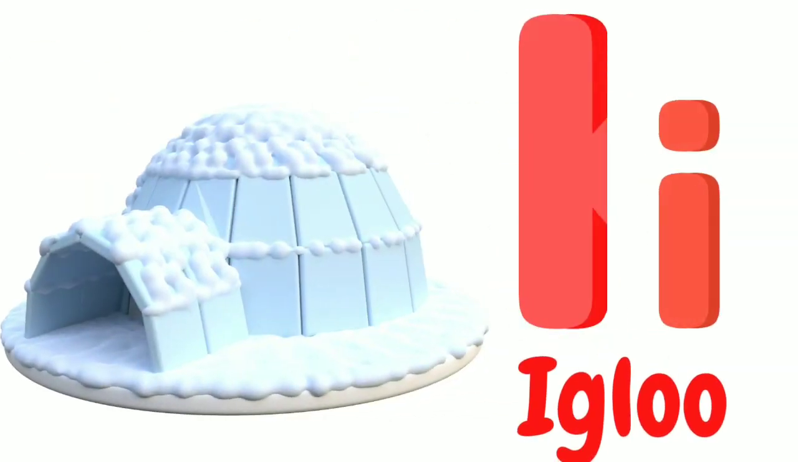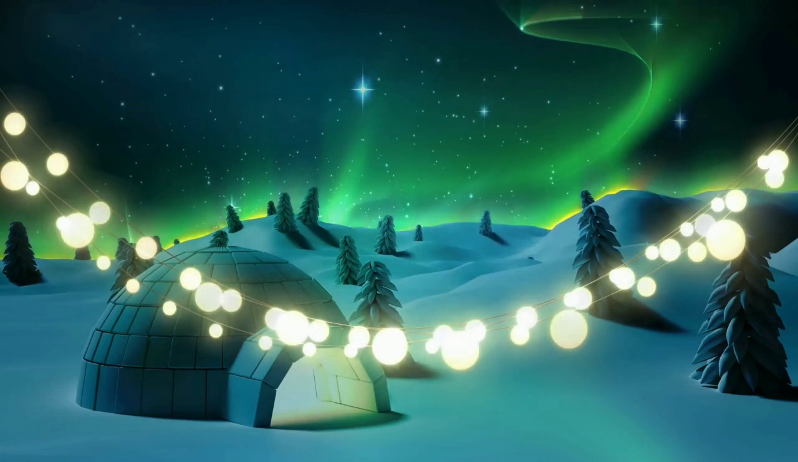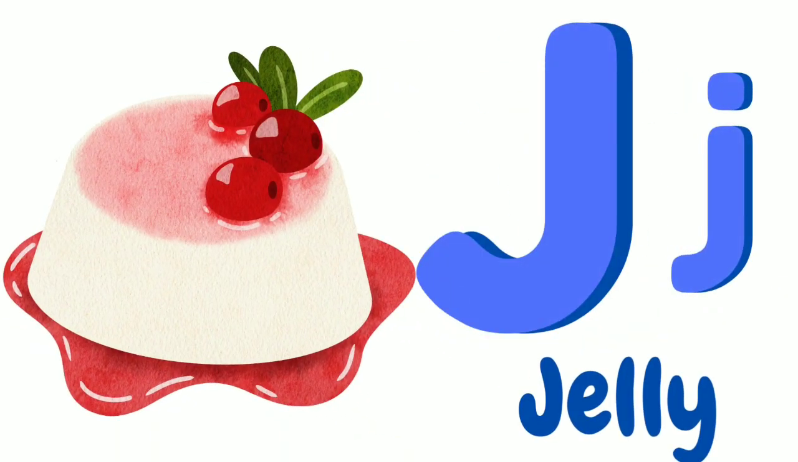I is for igloo, igloo, igloo. This is an igloo, igloo, igloo. J is for jolly, jolly, jolly. This is a jolly, jolly, jolly.